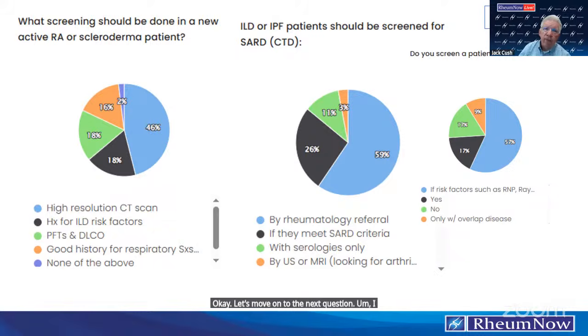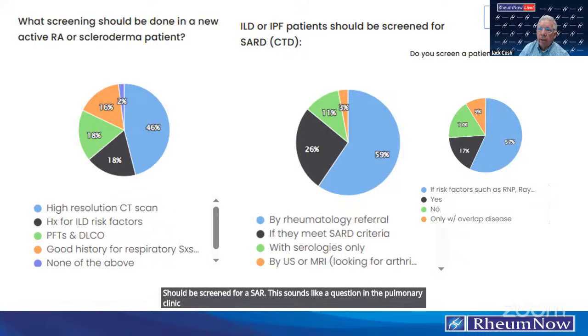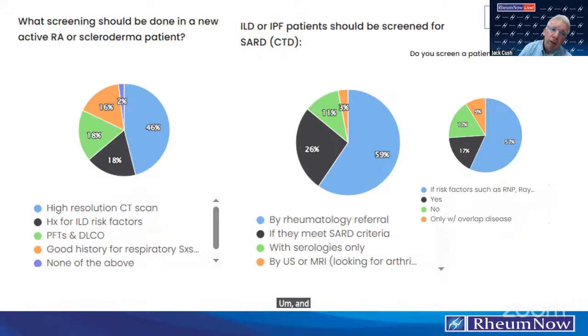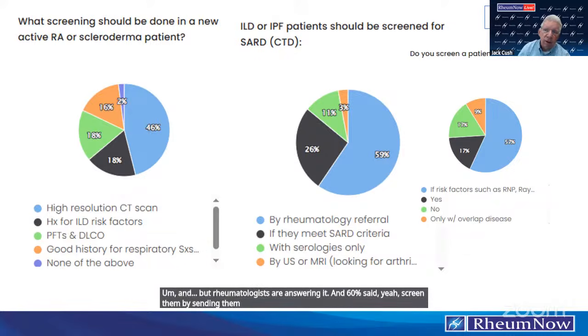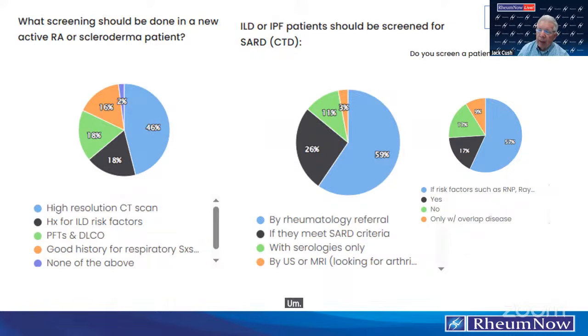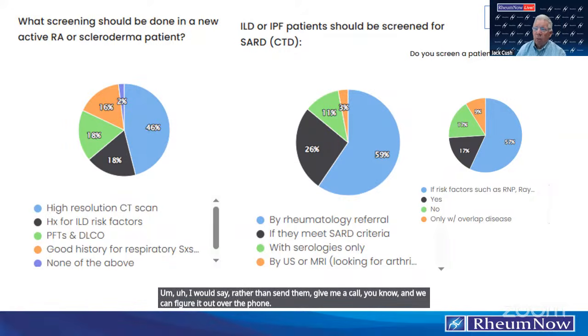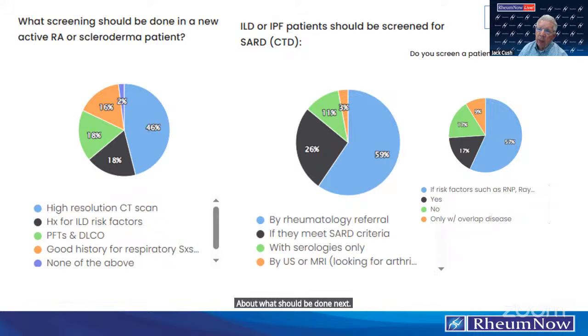ILD and IPF patients should be screened for a SARD. This sounds like a question in the pulmonary clinic quite commonly, but rheumatologists are answering it, and 60% said, yeah, screen them by sending them to a rheumatologist. I would say rather than send them, give me a call, and we could figure it out over the phone about what should be done next or whether I should be seeing them. 25% say if they meet SARD criteria, lupus or RA. 11% said with serologies only. What really happens in pulmonary clinic, Dr.